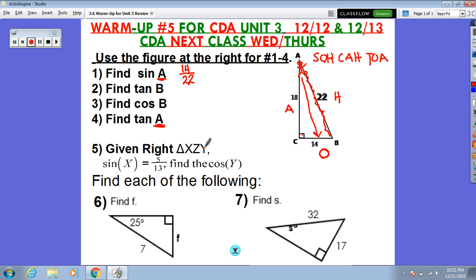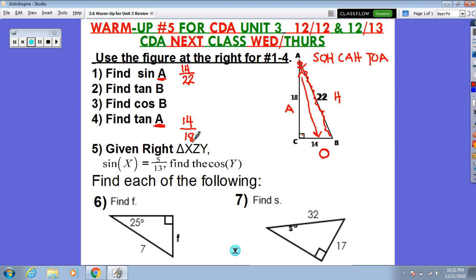Okay, so we're still looking at it from A's perspective. This time they want you to write the tangent. So this is number 4. It said find the tangent of A. So tangent means I'm doing opposite over adjacent. Well, I know opposite is 14. And adjacent is going to be 18.